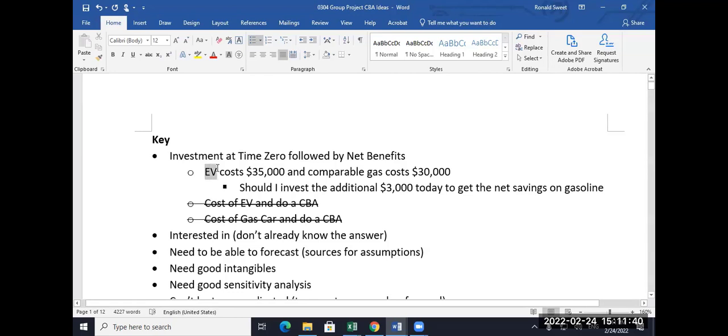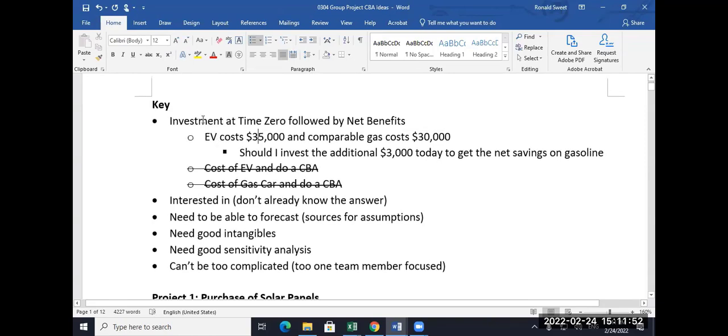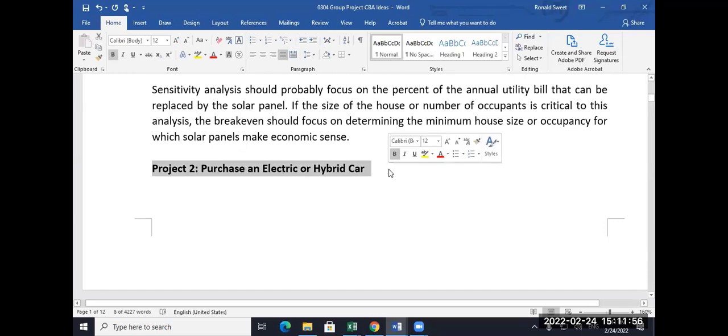Now that's not an EV. That's a hybrid. But I could say, should I have spent an extra, maybe an extra 3,000 on a hybrid versus just a gas car to get the savings? So it's really important that in time investment, it needs to be stated real clearly what your project is. The question isn't, is the net present value of an electric vehicle positive? All cars have a negative net present value for the most part. The question is, is the additional amount worth it?